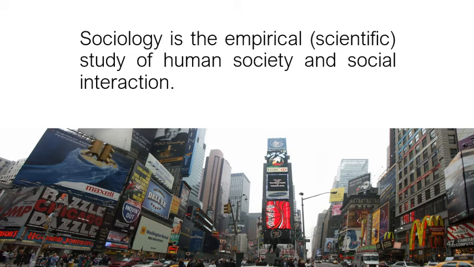So it's a scientific field of study, and its main subjects are human society and social interaction. Now, even those two terms are pretty broad. Human society involves a lot of different things, and social interaction as a concept involves a lot of different things. But you can get a sense from this definition that sociology is a scientific field of study, and that its main focus is on society and the interactions that happen within a society.